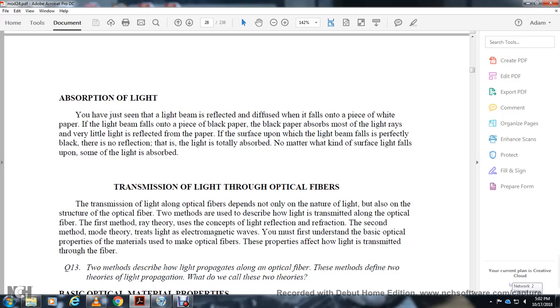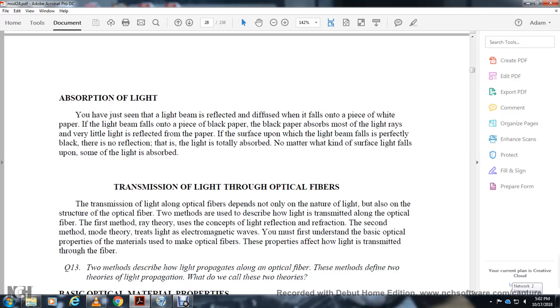Transmission of light through optical fiber. The transmission of light along optical fibers depends not only on the nature of light, but also on the structure of the optical fiber. Two methods are usually used to describe how light is transmitted along an optical fiber. The first, ray theory, uses the concept of light reflection and refraction. The second, mode theory, treats light as electromagnetic waves.